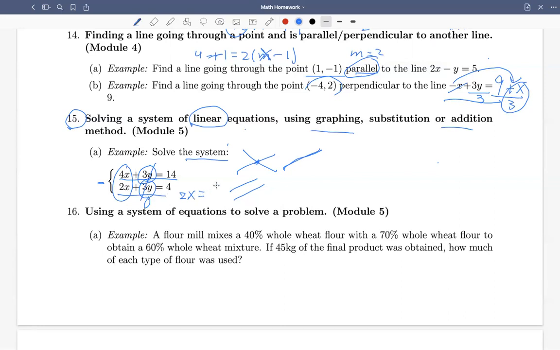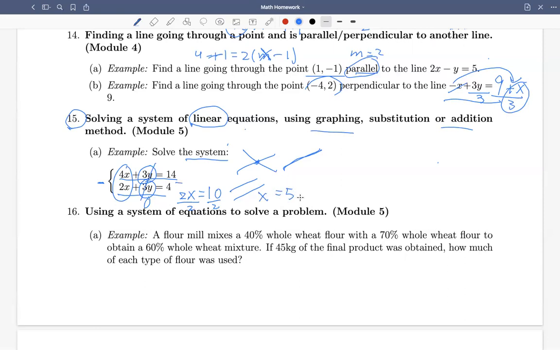I don't bother to write 0 in my equation. The equal sign, I still carry on. Then 14 minus 4. Well, what's 14 minus 4? It's 10. So all of a sudden, I get 2x equals 10. I need to find x, so I divide by 2 on both sides. So I get x equals 5.